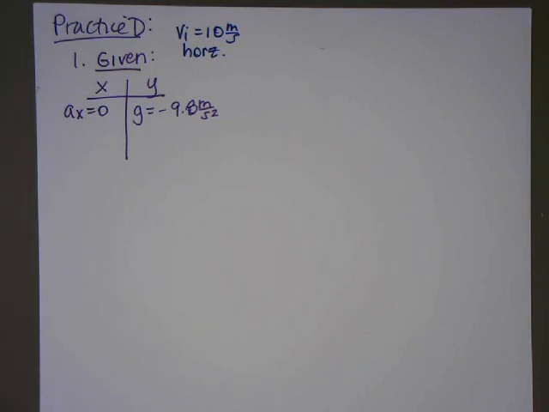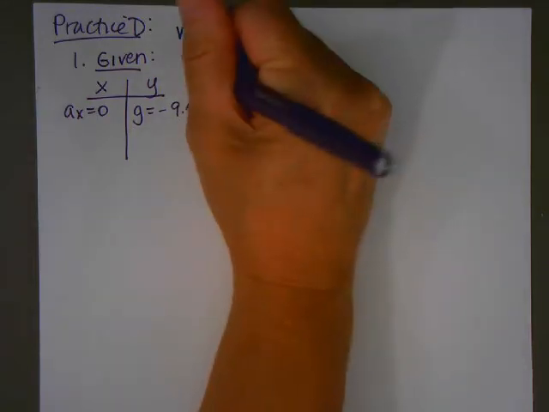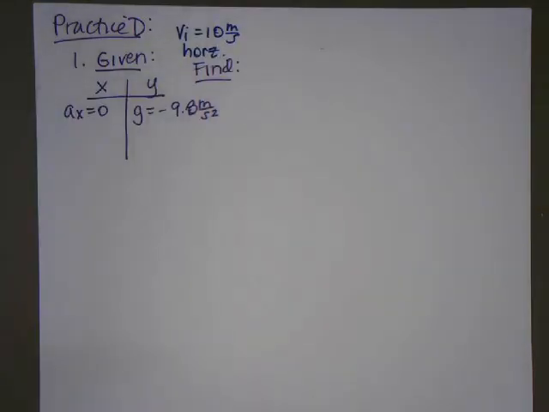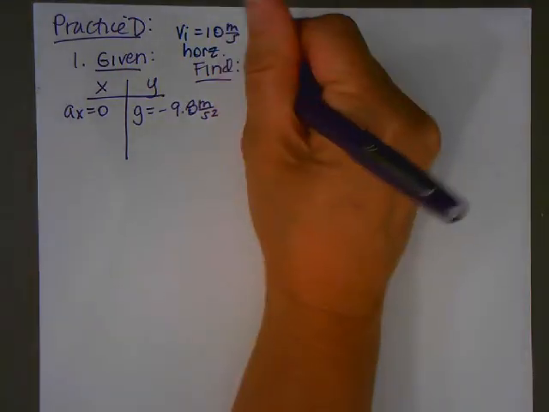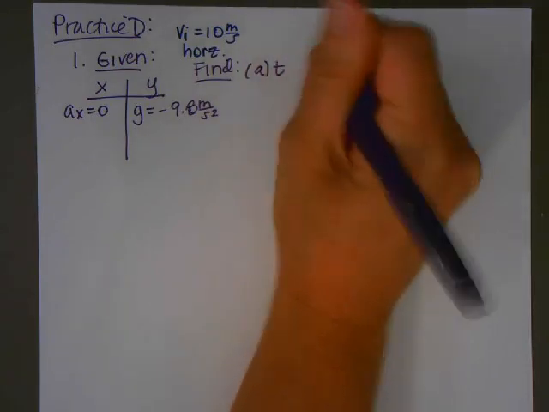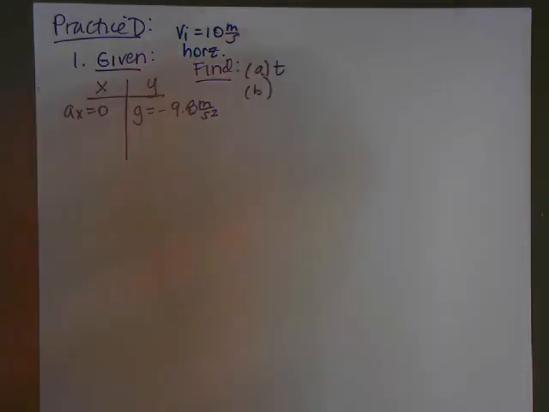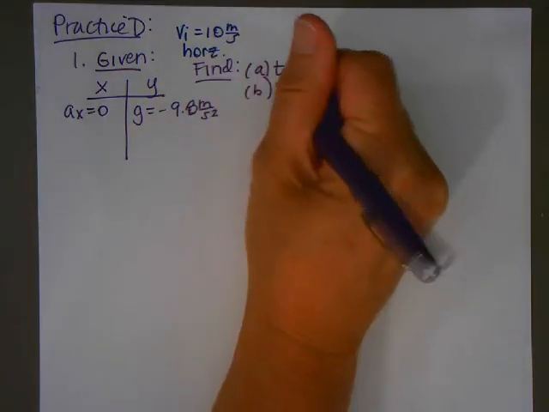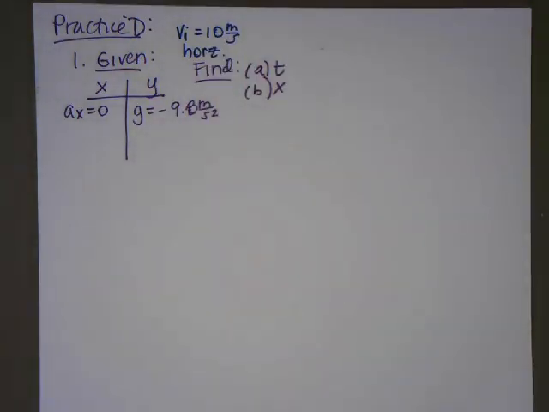So I want to find A, how long does it take the stone to reach the bottom of the cliff, the time, and then B, how far from the base of the cliff does it strike? So I want to find X. So first I'm going to draw my picture.